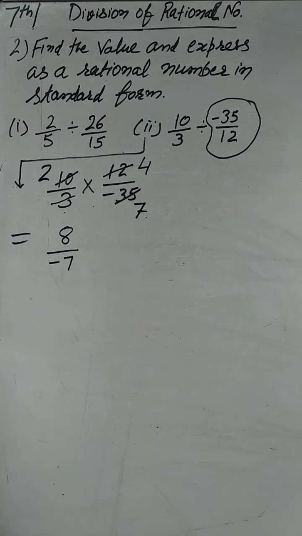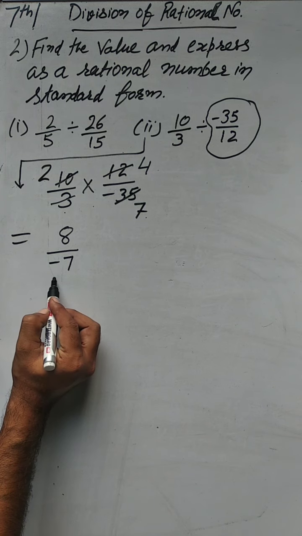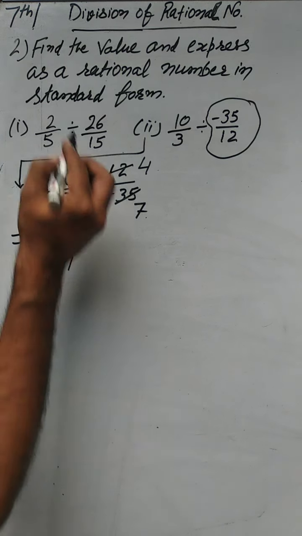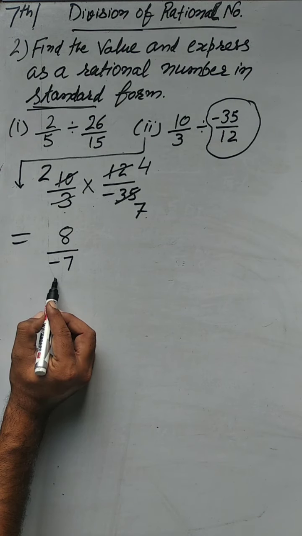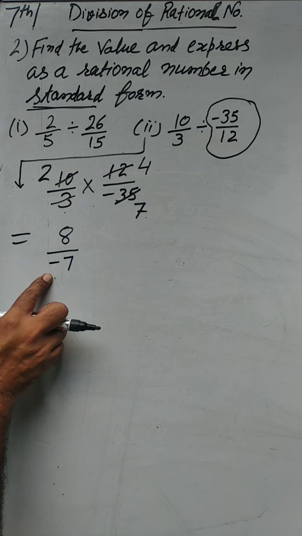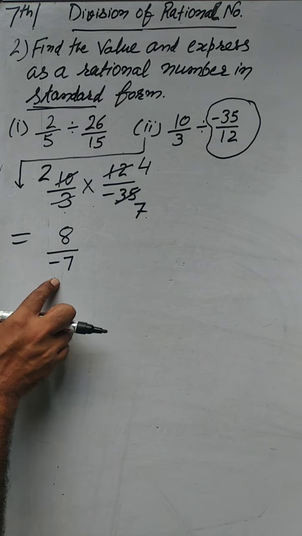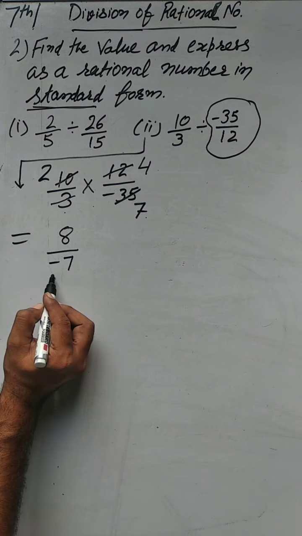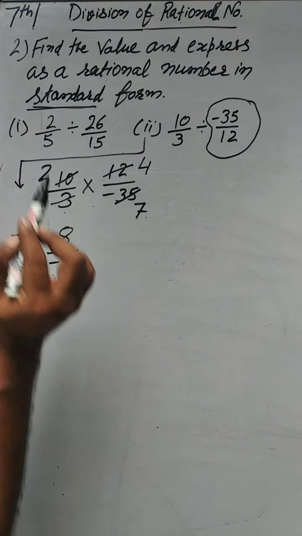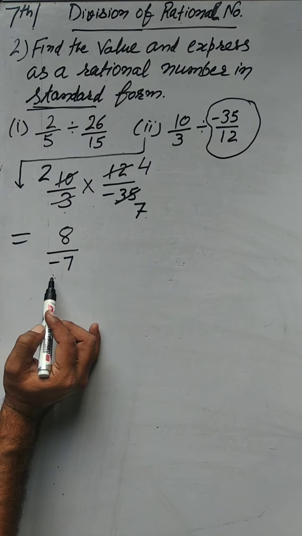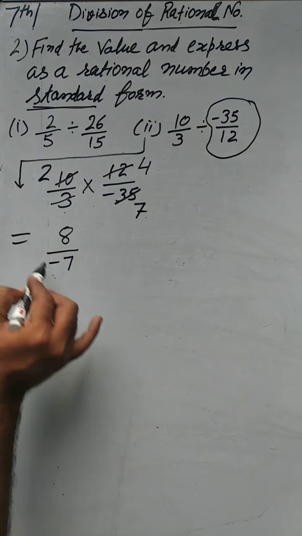Now look, is it in standard form? No beta, this is not in standard form. We have to express the answer in standard form. But it is not in standard form because the denominator is negative. So you have to change the denominator into positive. In standard form, the denominator is positive and your rational number is in the lowest form.